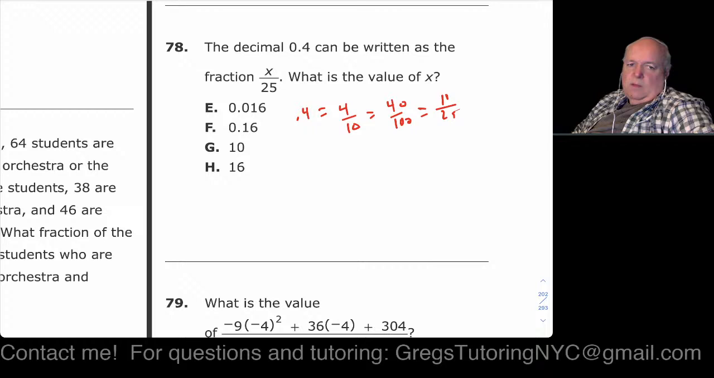Okay, what is the value of x? They're not asking for a decimal. They're asking what is the value of the numerator here, right? 10 over 25. Again, if we go backwards from what I just did above, that's times 4 gives 40 over 100. Simplify that by throwing those zeros off. And we get 4/10. That was the original fraction that they gave us up here.